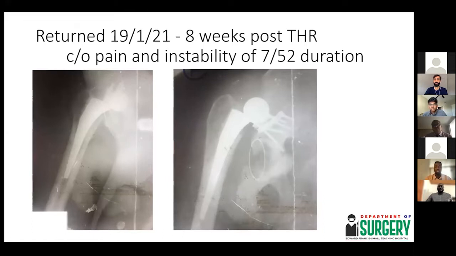And then again, he disappears for a couple of months and comes back about 8 weeks post-hip replacement, complaining of pain in his right hip again, with instability when trying to walk on it, of about 7 weeks duration. So he says that everything started going wrong about a week after he left hospital, but he just didn't come back until 8 weeks later. And X-rays done show the hip replacement was also dislocated.